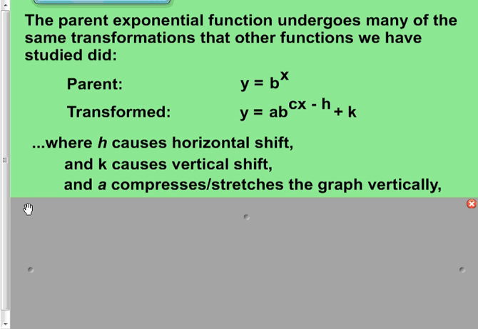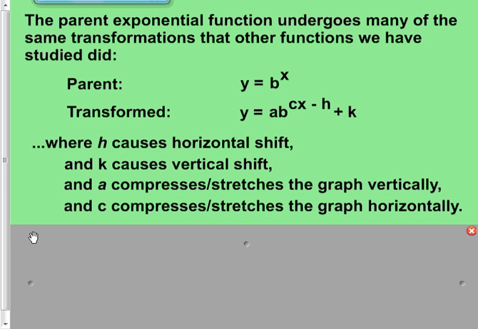As A comes into the problem, it is going to compress or stretch the graph vertically. So that can pull it upward towards infinity or downward towards negative infinity, or flatten it out as the value of A changes. And the value of C, the effect that it will have is to compress or stretch the graph horizontally.